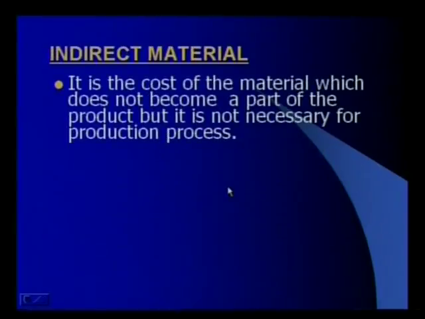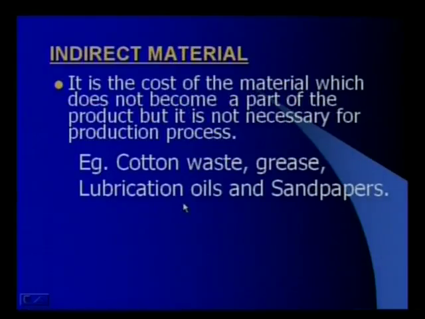So, we will go to the indirect material cost. What is the indirect material cost? Let us see first. It is the cost of the material which does not become a part of the final product, but it is necessary for the production process. Take any material such as cotton waste or grease, lubrication oils and sandpapers. You find all these things in each and every organization of production process. These do not become a part of the final product.